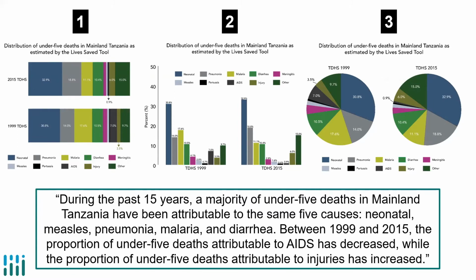So in this scenario, we wanted to communicate the key message. During the past 15 years, a majority of under 5 deaths in mainland Tanzania have been attributable to the same 5 causes: neonatal causes, measles, pneumonia, malaria, and diarrhea. Between 1999 and 2015, the proportion of under 5 deaths attributable to AIDS has decreased, while the proportion of under 5 deaths attributable to injuries has increased. So that is our key message.